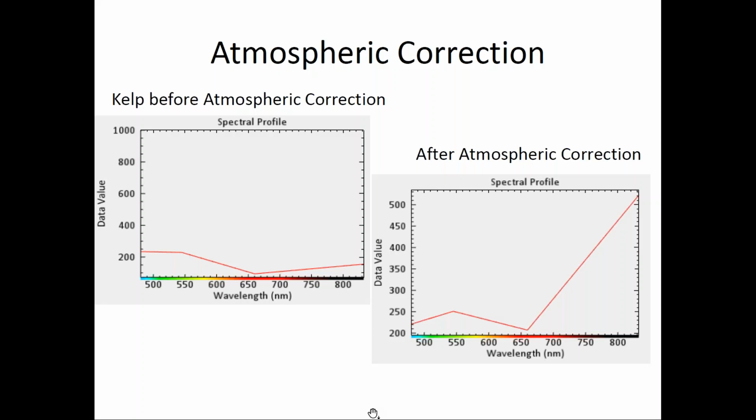So after you correct for the atmosphere, you remove all the atmospheric attenuation, which means how the particles and gases in the atmosphere absorb and scatter light. So you remove that component and you recover the true spectra of Kelp, which is quite similar to the one that we measure in the field. Next, please.